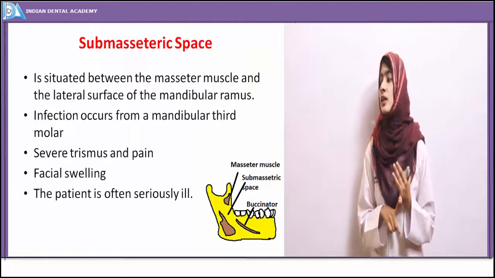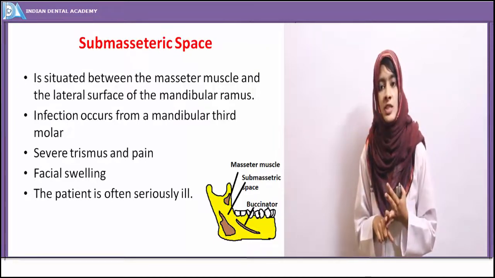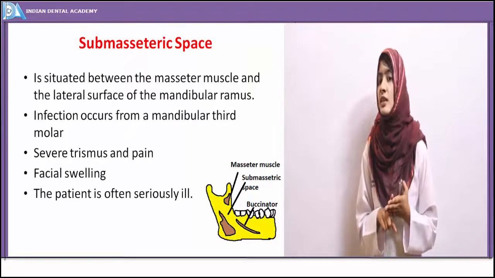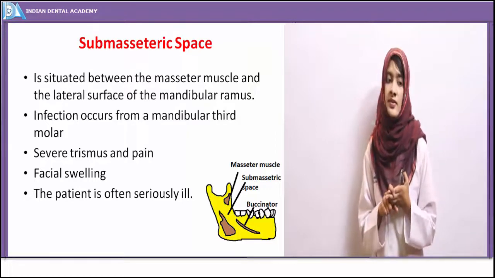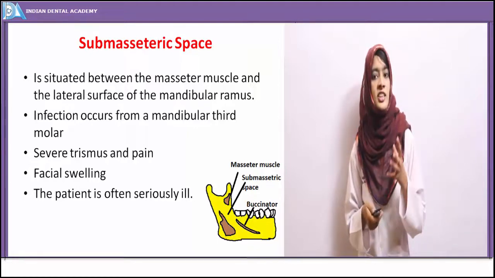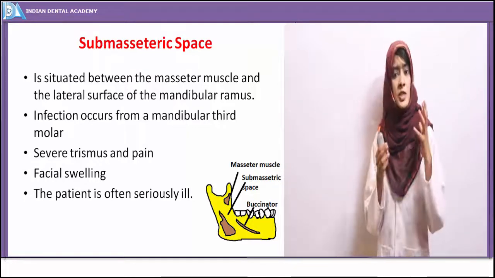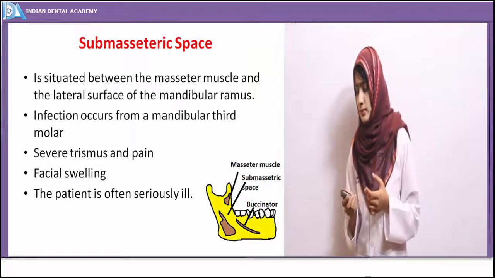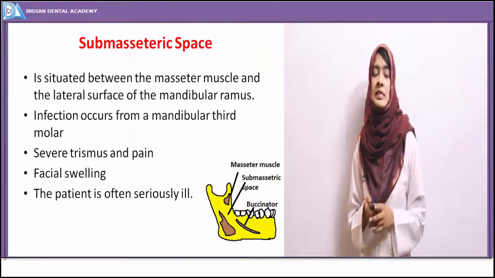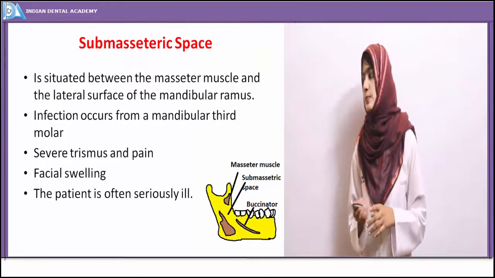Along with facial swelling, because of involvement of the muscle of mastication, the masseter, trismus is present, and extreme radiating pain is present. The patient is severely ill, not able to open his mouth because of the associated trismus, and appears extremely ill. Inability to take food may be another common finding seen in the submasseteric space.